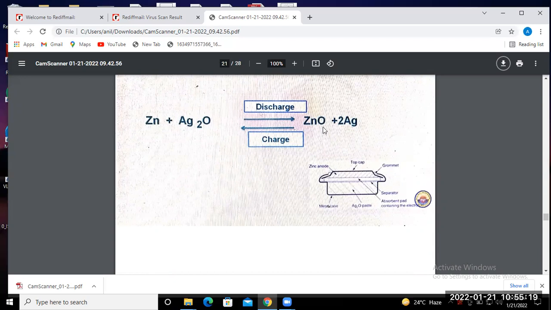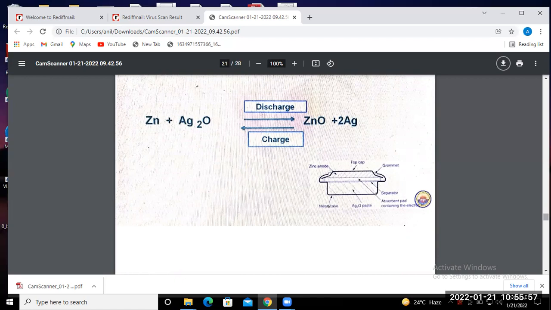silver. During charging, it makes zinc and silver oxide, Ag2O. This is the structure where we place zinc at the anode terminal, and this is your separator. This is your top cap, and this is the structure for the zinc silver battery.